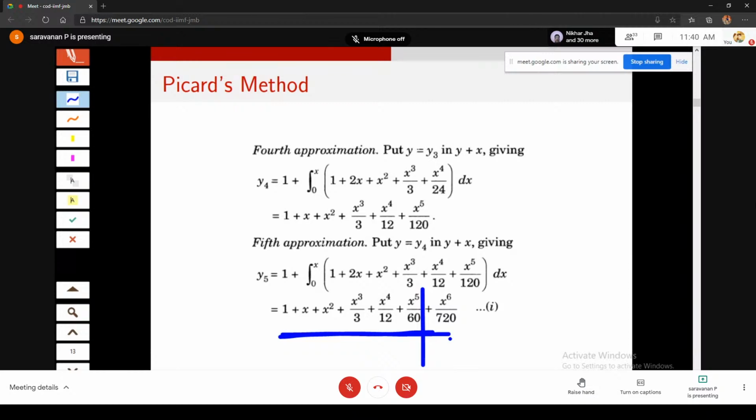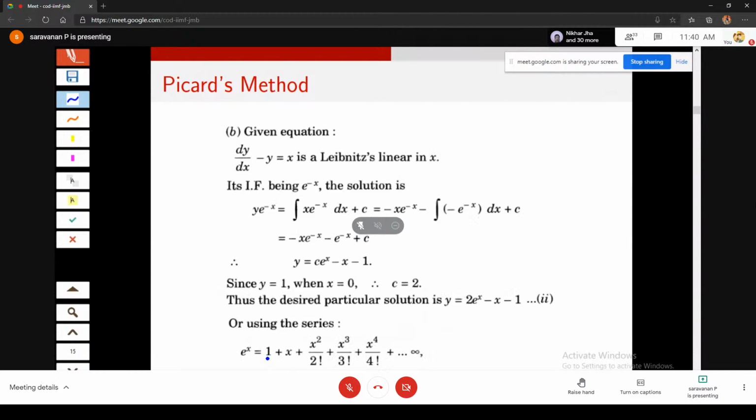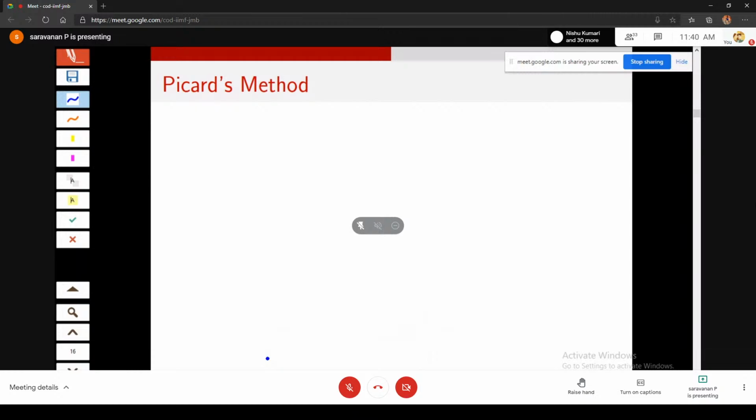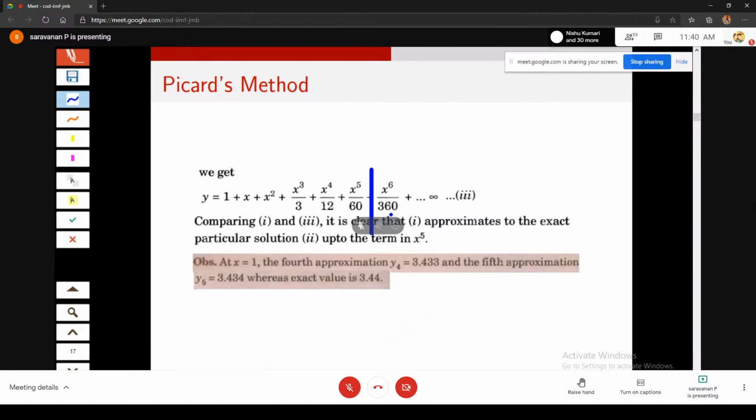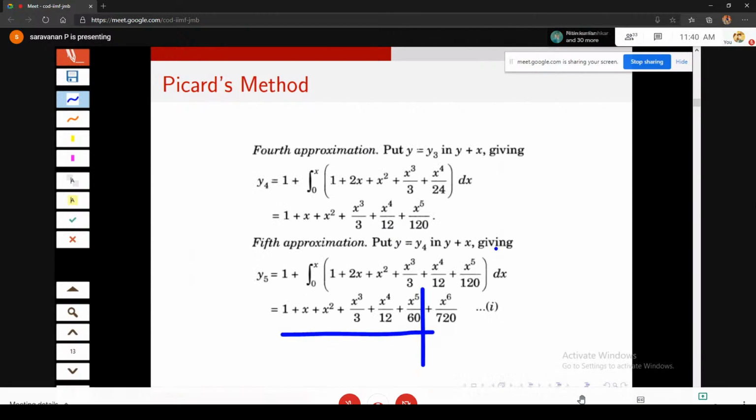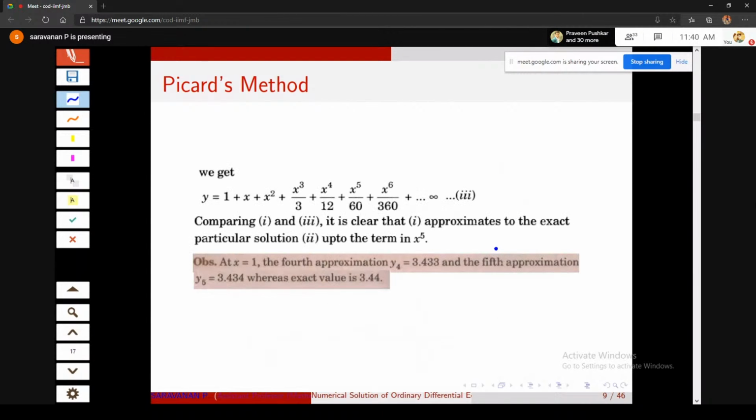Okay. So maybe if I proceed and then compute y6, y7, etcetera, you will get a more accurate answer. There it is 720, here it is 360. This is the exact answer. Therefore, if I compare these two, it is clear that the numerical solution, that is equation number 1, approximates the exact particular solution up to the term in x power 5.